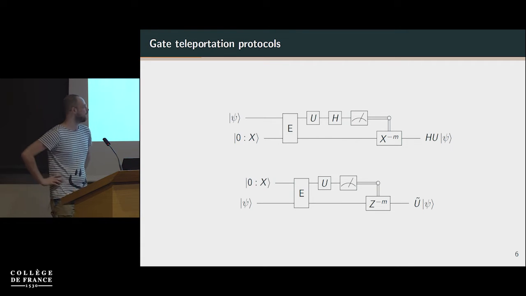Now, this isn't the only example of teleportation protocols. This is essentially a gadget protocol for the unitary u. The idea now is that instead of measuring psi, I measure the auxiliary state. And once again, by doing a correction, which this time is different than in the top circuit, I'm going to manage to implement a unitary u here on my input.